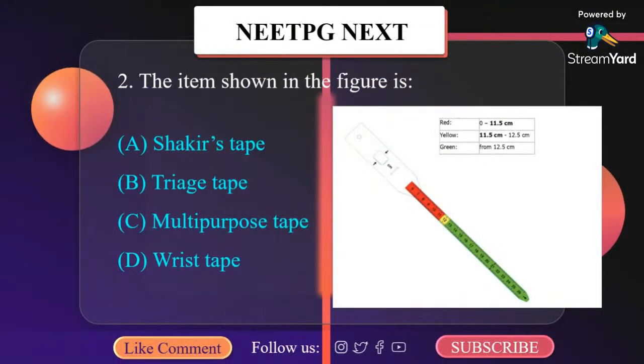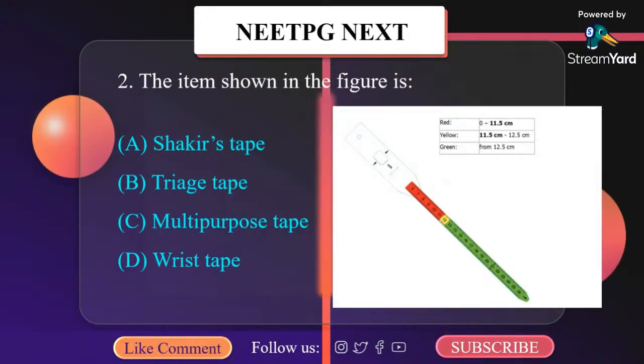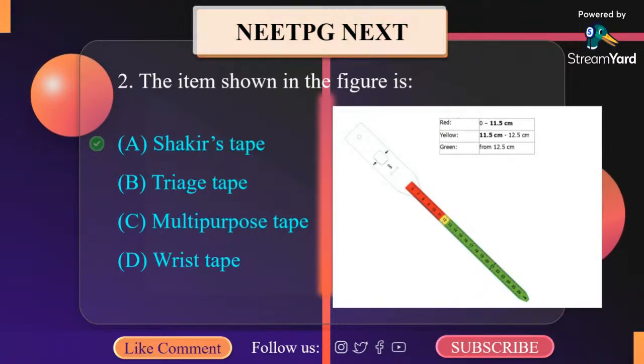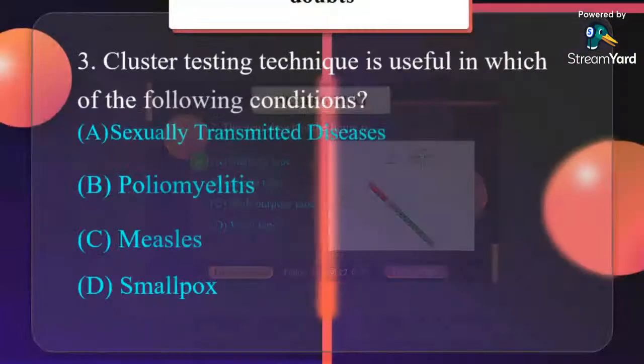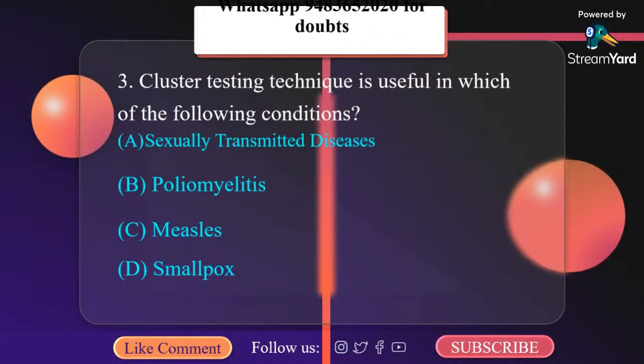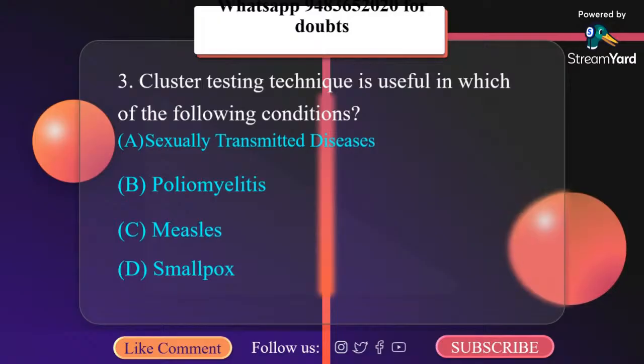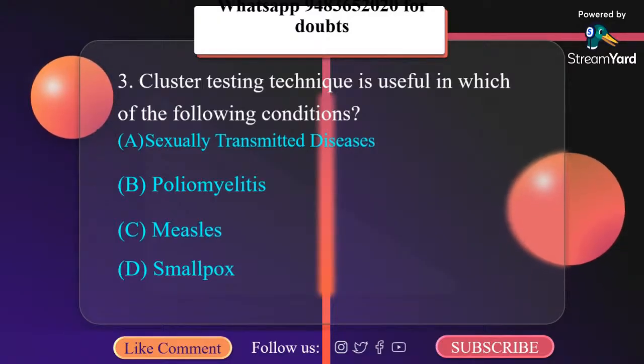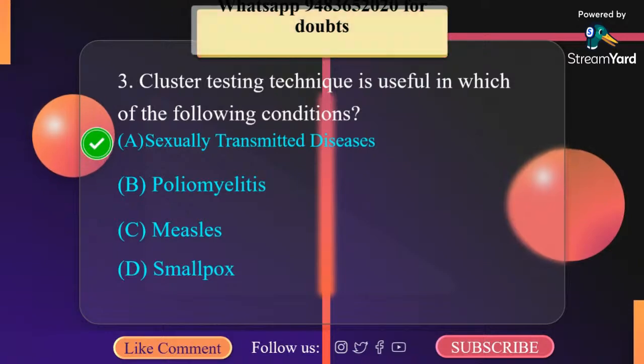The item shown in the figure is A. Shakir's tape, B. Triage tape, C. Multipurpose tape, D. Rich tape. It is Shakir's tape. Cluster testing technique is useful in which of the following conditions? A. Sexually transmitted disease, B. Poliomyelitis, C. Measles, D. Smallpox. It is sexually transmitted disease.